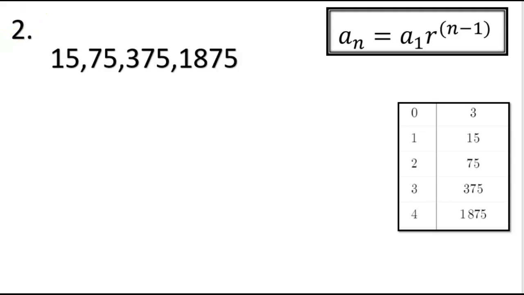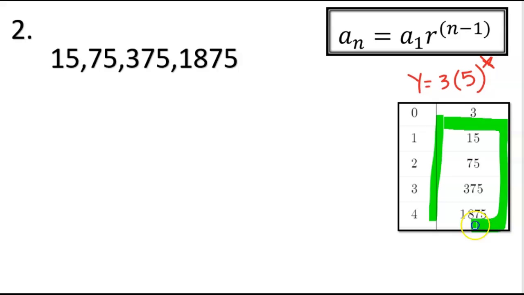Sequence. This is the same pattern we did before. If you look at it from algebra, this is y equals 3 times 5 to the x power. If you look at it from a statistics point of view, you're just looking at this much of the table. See, those are the same numbers. What was my multiplier to go to the next number?